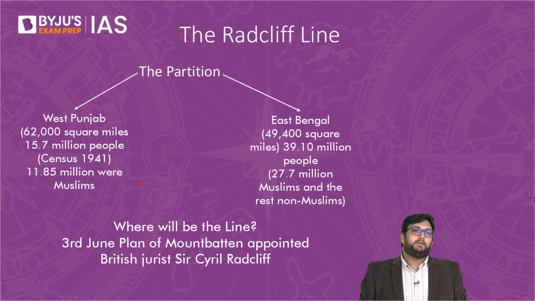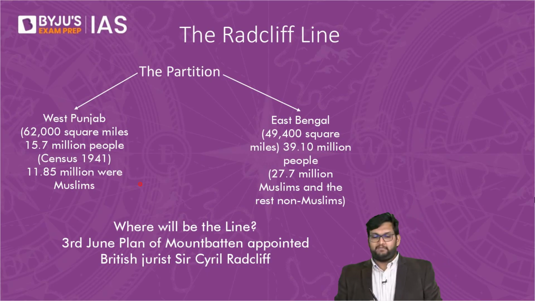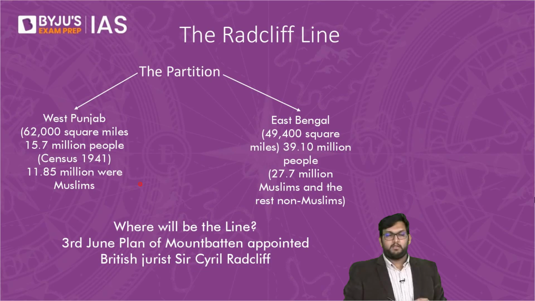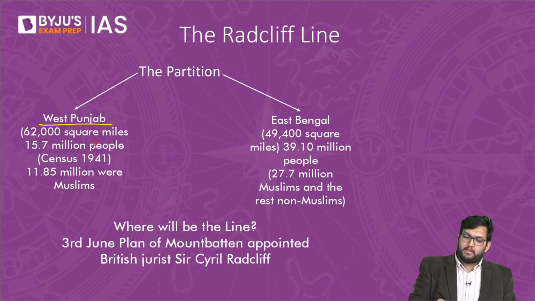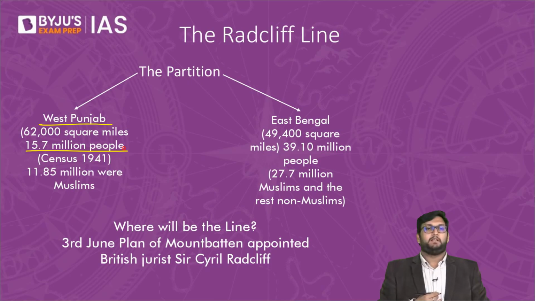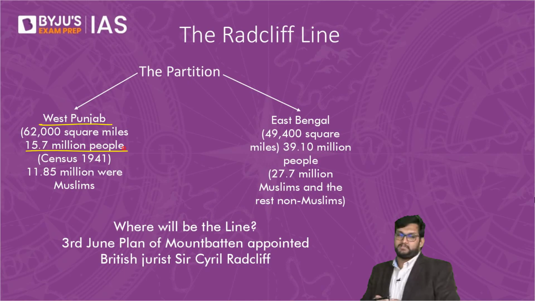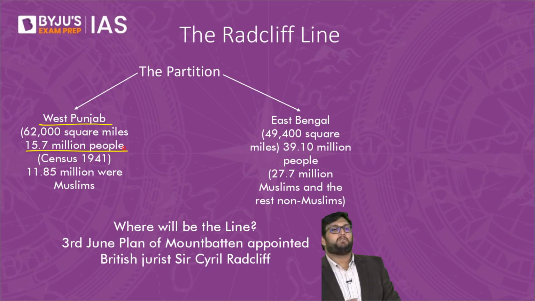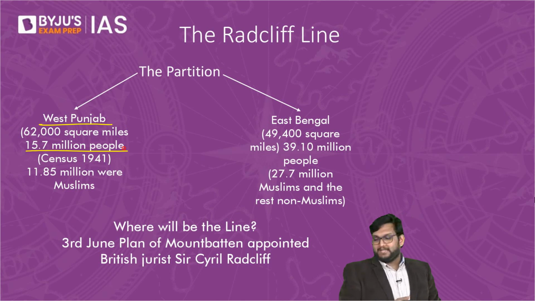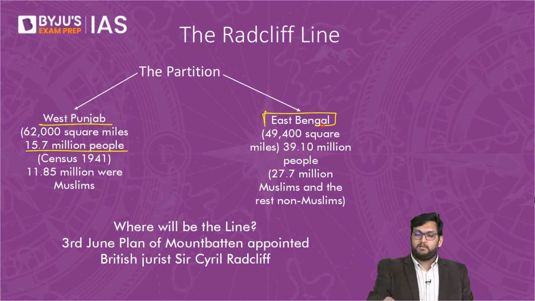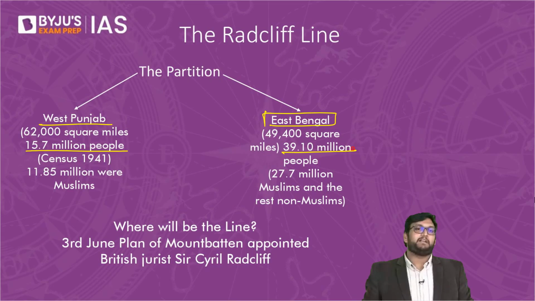find two provinces which have Muslim majority. So West Punjab had 15 million people total and 11 million were Muslims. Basically 1.5 crore was the population and 1.1 crore were Muslim. On the other hand, East Bengal had 3.9 crore people, and 2.7 crore were Muslims and the rest are non-Muslims.